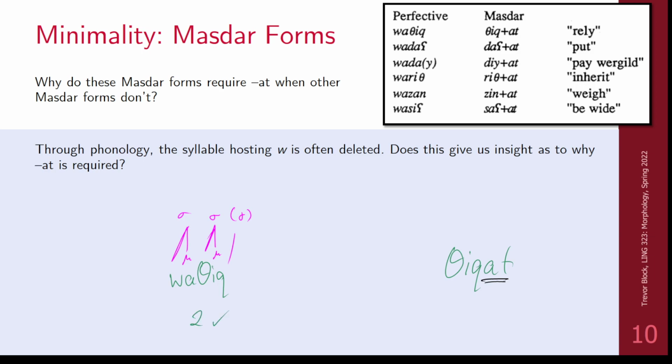Now, if we just do this bit, once there's deletion on wa, we end up with a case where we don't have two mora. So what do we do? Well, we introduce something to get another mora. So this is where this extrametrical syllable now takes Q as its onset, and then we add the suffix at in order to get at least two mora to satisfy the minimal word constraint. And now this is a valid output for the Masdar form.